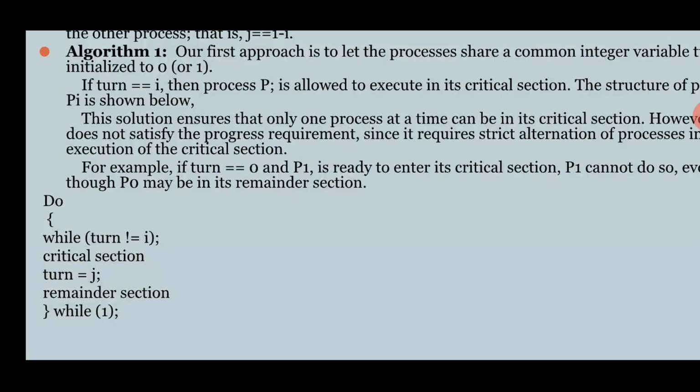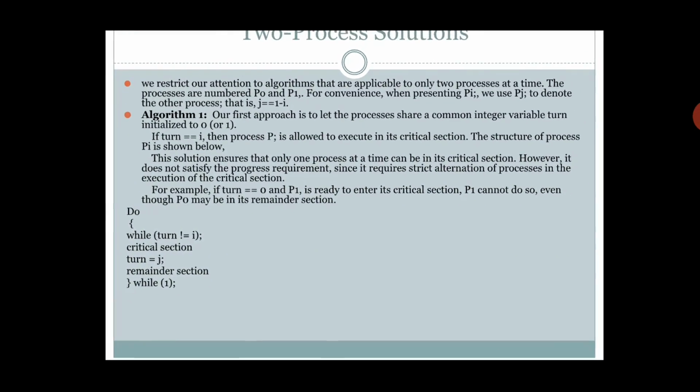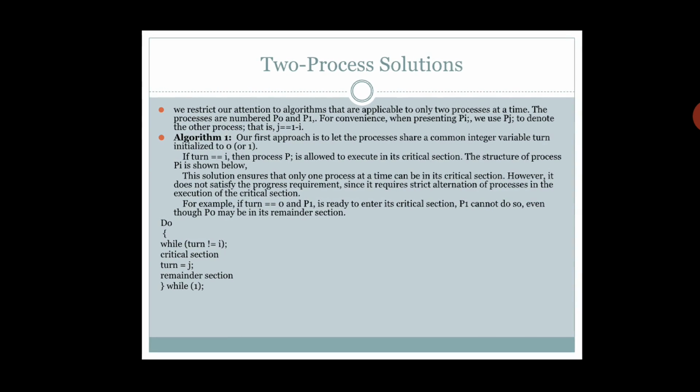So you have to assign the j value to turn and you go to the remainder section, and it is while of 1 or while of true. So until the condition fails, you are inside the loop. You have to remember something like this. It is just a general algorithm, it is not a special thing here. So it is just an algorithm. You have to see the concept of how exactly algorithm 1 is working.